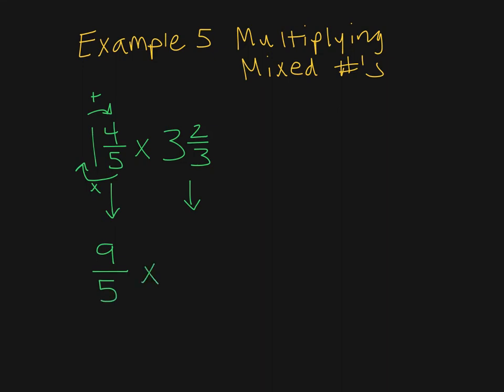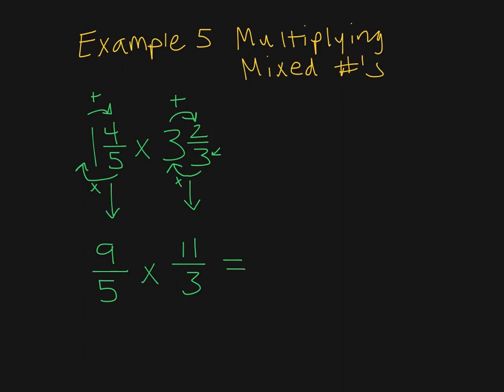So if you're confused, watch what I do here. 3 times 3 is 9 plus 2. So I got 9 plus 2 is 11. That becomes my numerator. And I leave my 3 as my denominator. So now I just took my two mixed numbers and I made them into improper fractions.